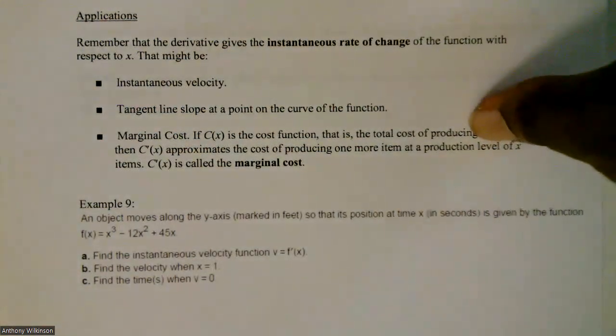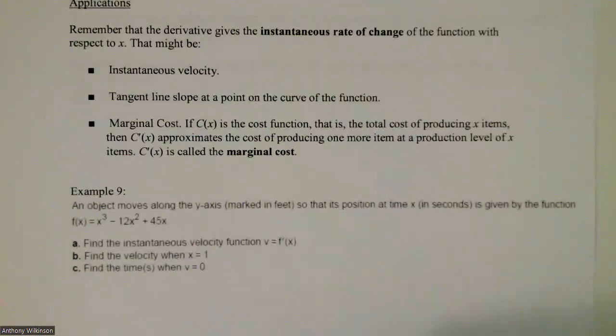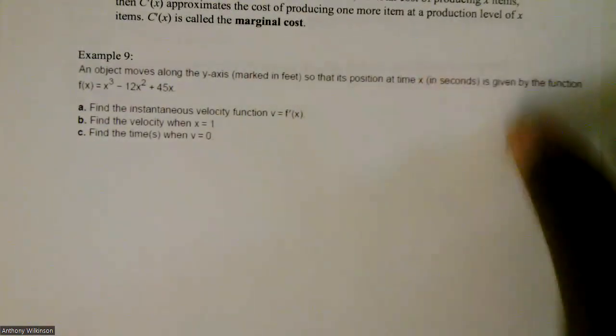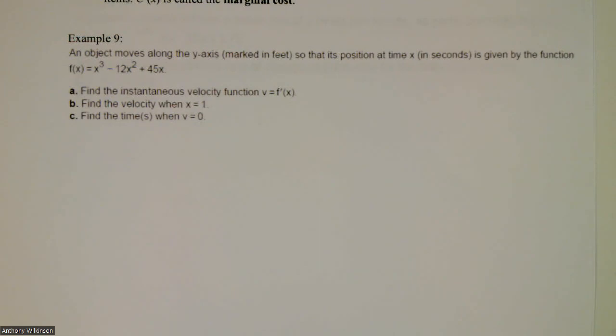All right, so here's an example of an application problem. This deals with an object. The object is moving along the y-axis marked in feet so that its position at time x in seconds is given by the function f of x is equal to x cubed minus 12x squared plus 45x. So in part A, we're going to find the instantaneous velocity function, which is v equal to f prime of x. Then you're going to find the velocity when x is equal to 1. Part C, you're going to find the time or the times when your velocity is 0.